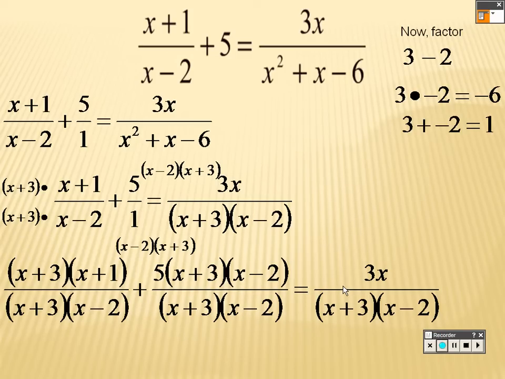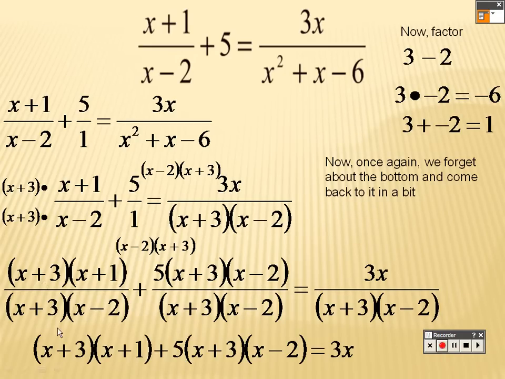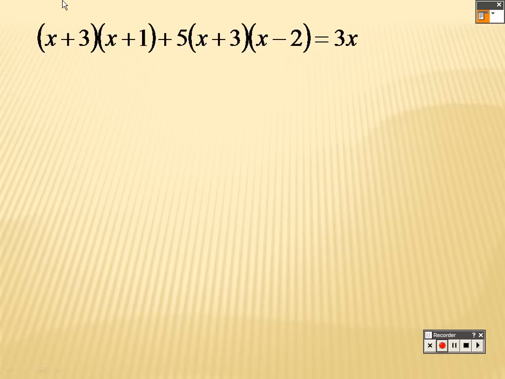So now that they're all there, once again, I don't have to worry about the bottoms until the end, right? Not until the end. So let's just worry about the top. So here's my top, and now to do this, I need to FOIL everything in that top. So x times x is x squared. X times 1 is x. 3 times x is 3x. 3 times 1 is 3.